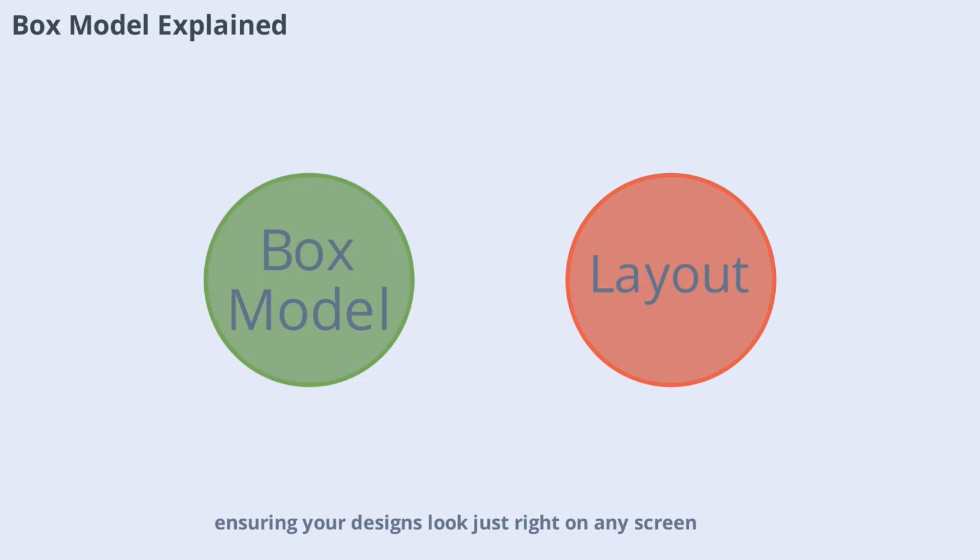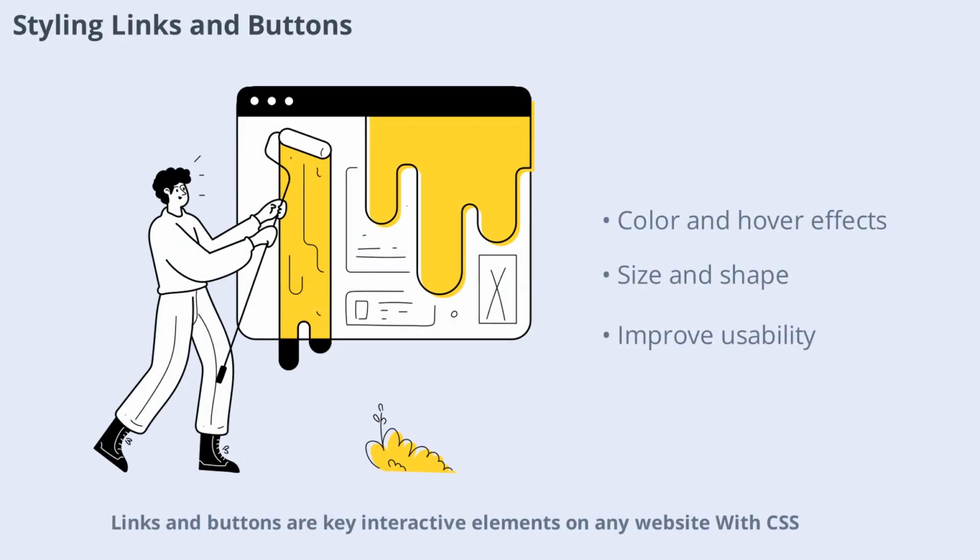Links and buttons are key interactive elements on any website. With CSS, you can change their colors, add hover effects, and adjust their size or shape. Well-styled links and buttons improve usability and make your site more visually appealing, encouraging users to interact with your content.